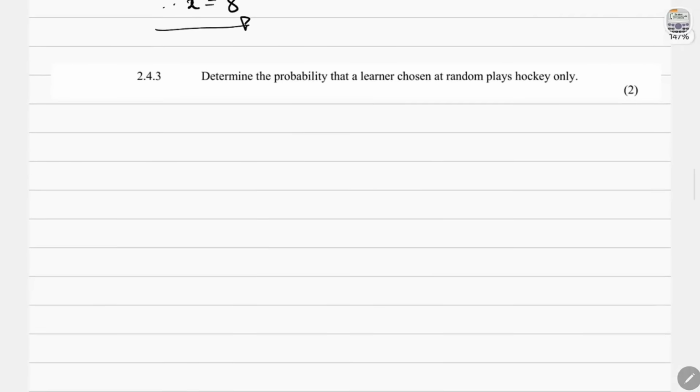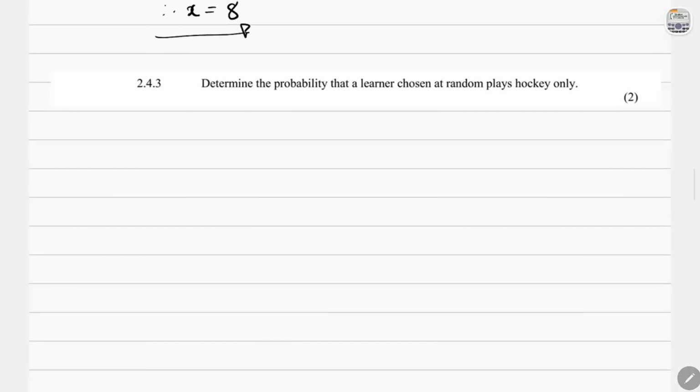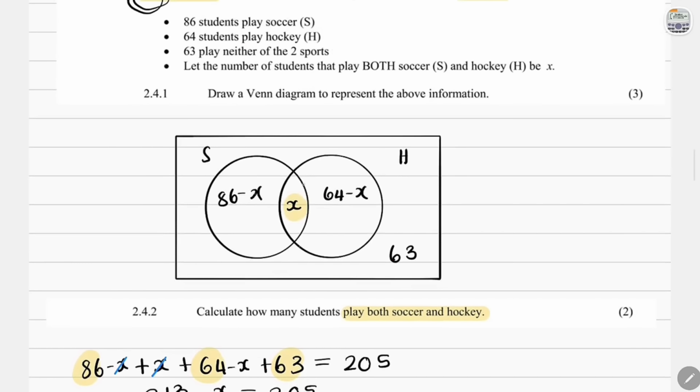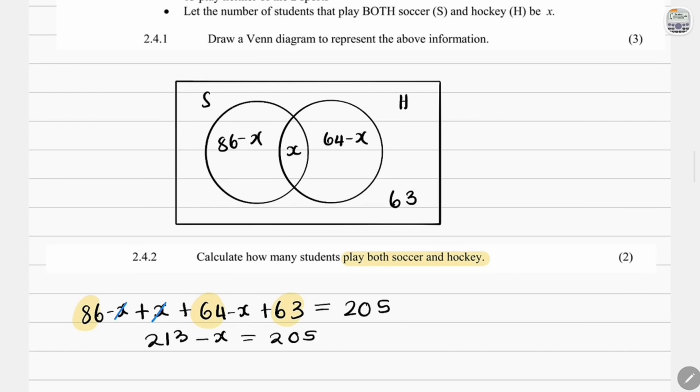Question 2.4.3 says, determine the probability that a learner chosen at random plays hockey only. Okay, so hockey only. When we are looking at this in the Venn diagram, they're saying hockey only, not hockey like this whole thing, because that includes the students who play hockey and the ones who play soccer and hockey jointly. But we want the ones who play hockey only, and that is the 64 minus X.